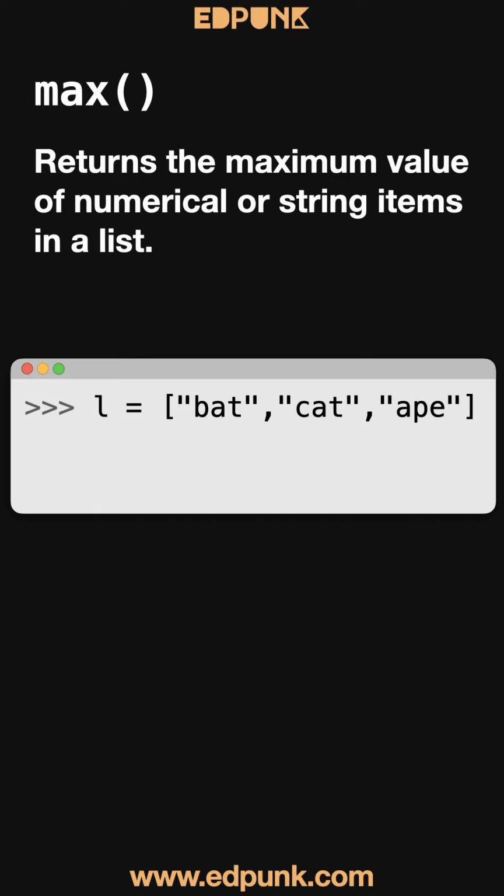For a list of strings, the max function returns the last item if the items are arranged in alphabetical order. For example, let us assign a list containing items string bat, string cat and string ape to a variable L. Now, executing max of L returns string cat as it comes last if the items are arranged alphabetically.